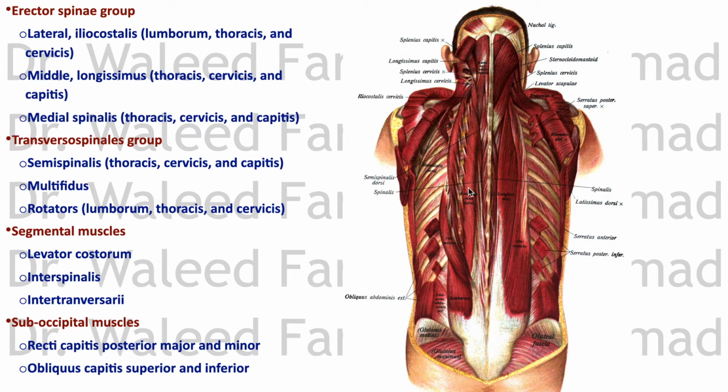Of course, there are muscles between the spines and transverse processes, and attached to the posterior surface of the ribs, like the levatores costarum, the interspinalis, and the intertransversarii. Remember, we studied the suboccipital triangle in the neck. We studied it in detail. Anyway, it's part of the deep muscles of the back. Okay, so remember, the lateral side is the iliocostalis, the medial is the spinalis, and the middle is the longissimus muscle, as you can see here.